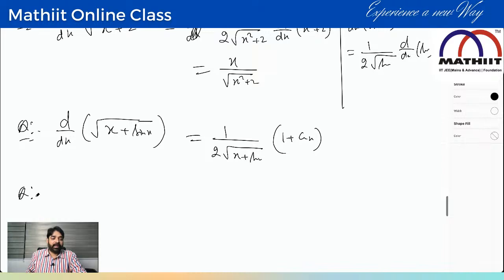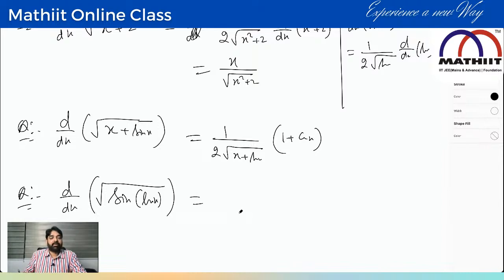Right? d by dx of root of sine of ln x. Don't look inside. Always first, one by one, I will read this question. You know how? Root of something. So root of something differentiation is 1 by 2 root of something into differentiation of that something. Okay, till here we reached.